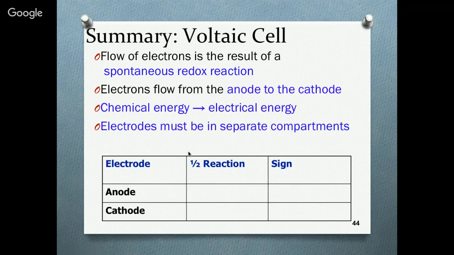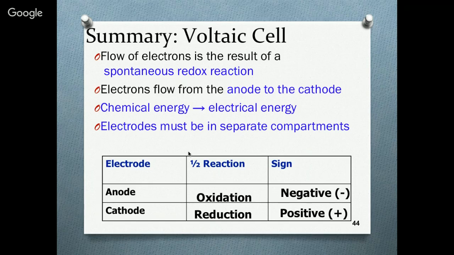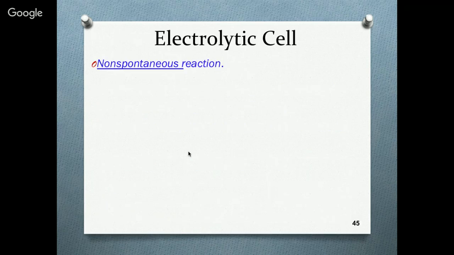All right, so in summary, this is a spontaneous redox reaction. Electrons are going to flow from anode to cathode. It's chemical energy to electrical energy. You're going to see separate compartments. Oxidation occurs at the anode as negative, and reduction occurs at the cathode as positive.